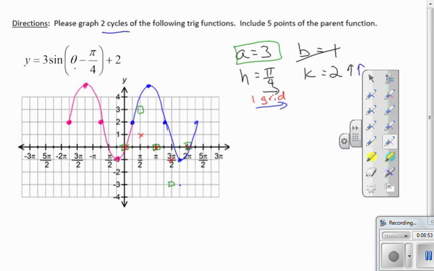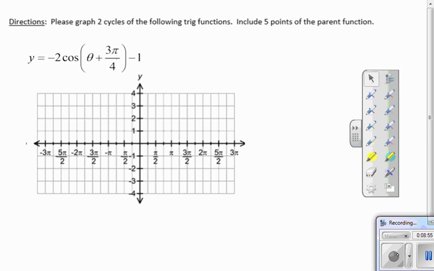So we'll take a look at the next example. And again, the directions say, please graph 2 cycles of the following trig functions.